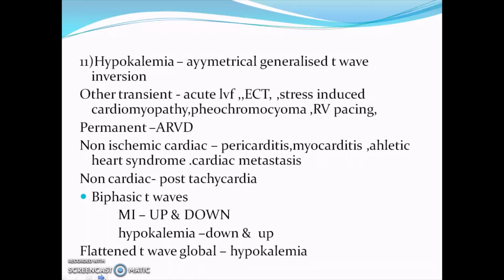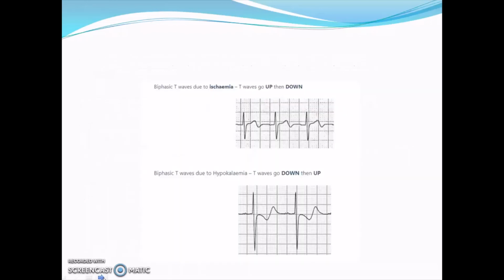Another permanent cause of T wave inversion is arrhythmogenic right ventricular dysplasia. And there are many other non-ischemic cardiac causes of T wave inversion, such as pericarditis, myocarditis, athletic heart syndrome, cardiac metastasis, and non-cardiac causes such as post-tachycardia and hypokalemia. Sometimes the T wave might be biphasic also. In MI, it is initially up and down, which suggests myocardial infarction. Down and up T wave suggests hypokalemia. A flattened T wave, which is global, is seen in hypokalemia.